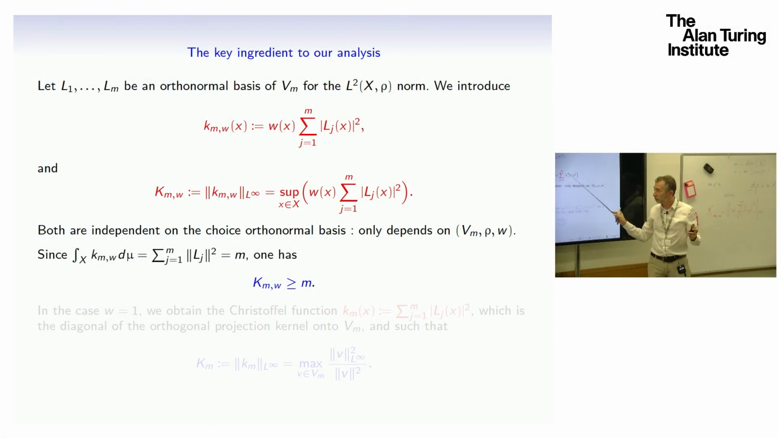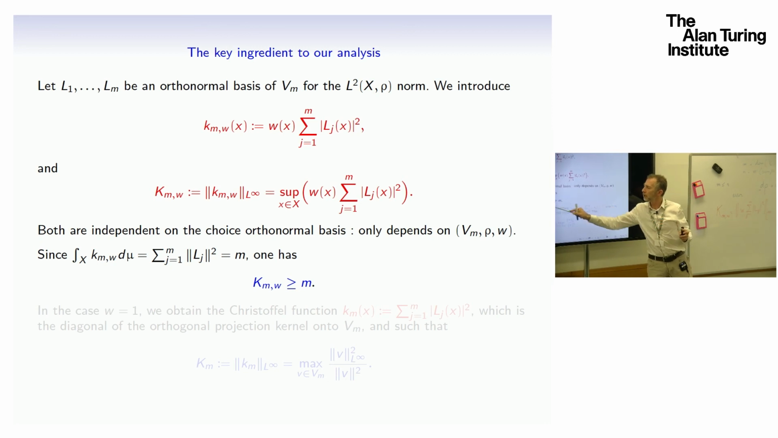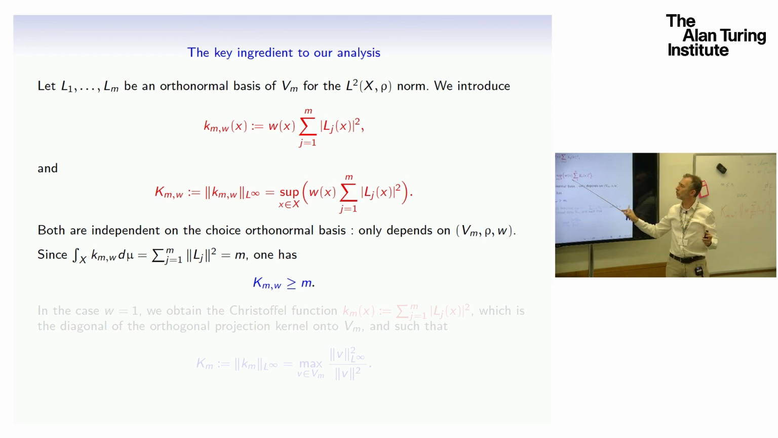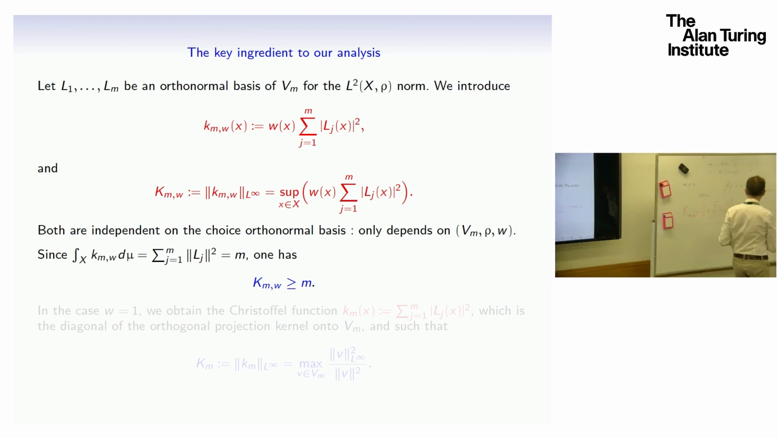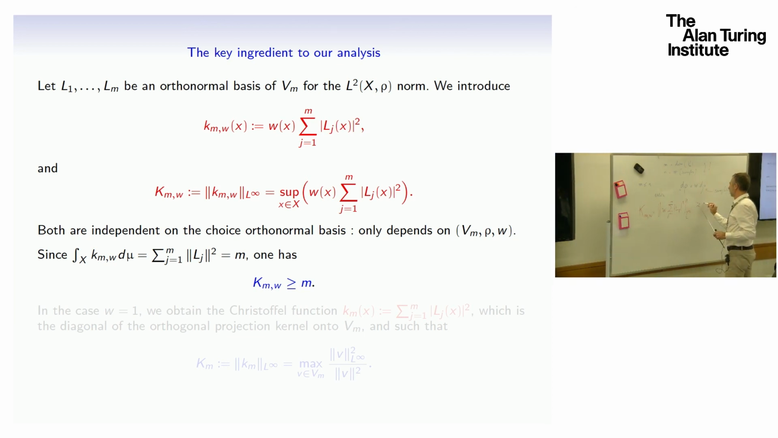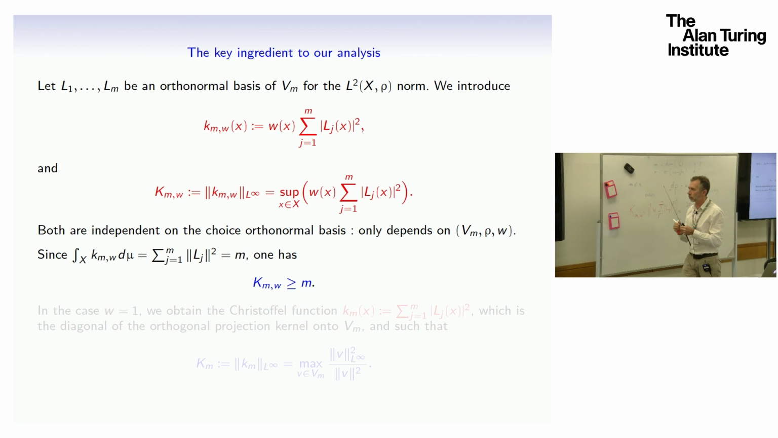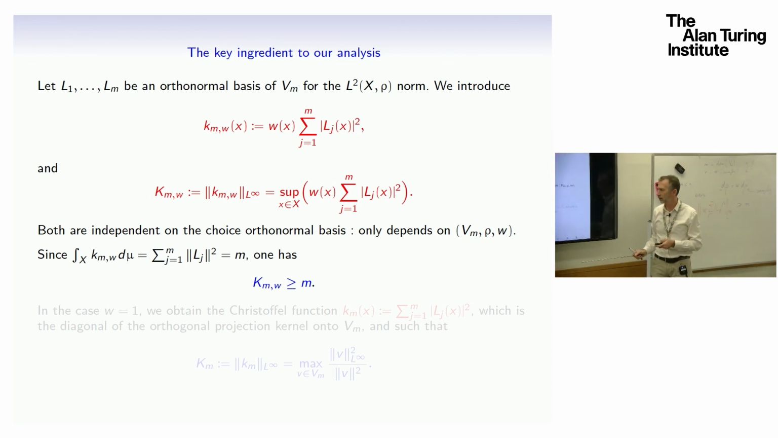Well, it could be large, possibly, but it cannot be too small, because if you average it with respect to the measure d mu, you see that, in fact, you are obtaining the sum of the L2 norm for this norm of the function Lj. And because you chose an orthonormal basis, this is equal to n. So the average is equal to n. So the sup is certainly larger than n. Okay? This thing is always larger than n. It could be equal to n in some very particular case.